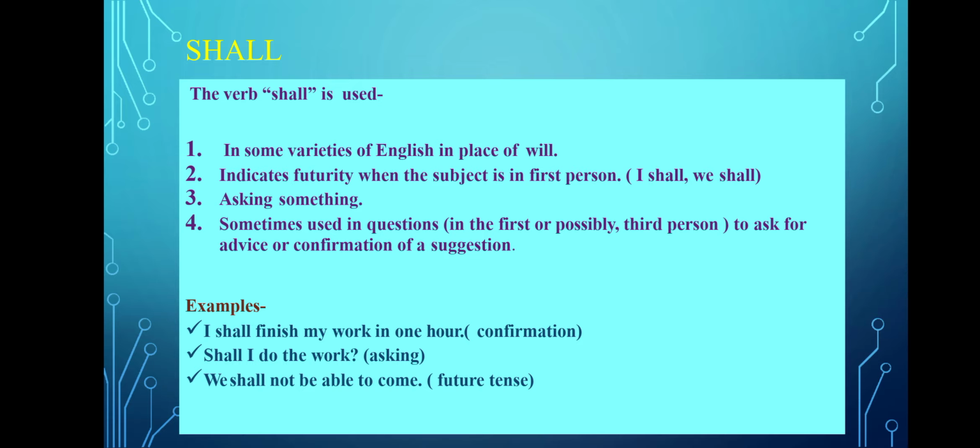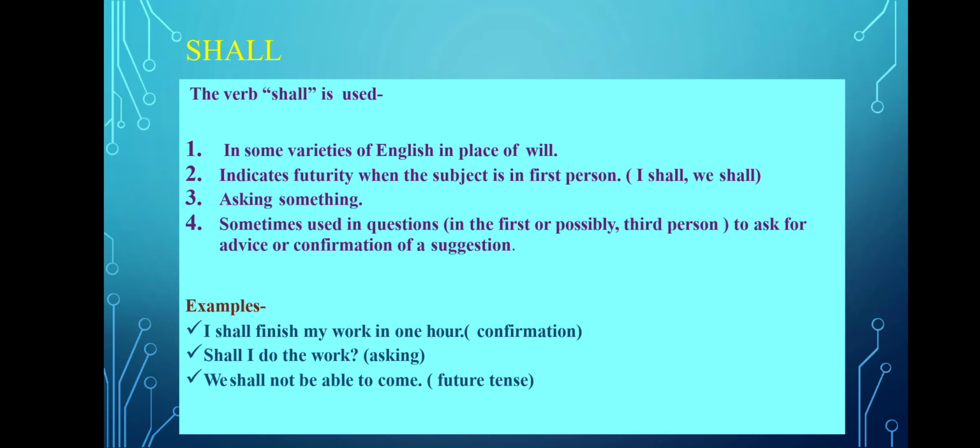So we use shall in place of will. We use shall when we talk in future tense, that we all know, I shall, we shall. When we ask something, we also use shall, and sometimes it is used in questions in the first or possibly third person to ask for advice or confirmation of a suggestion. You want to confirm something, so you will use shall.